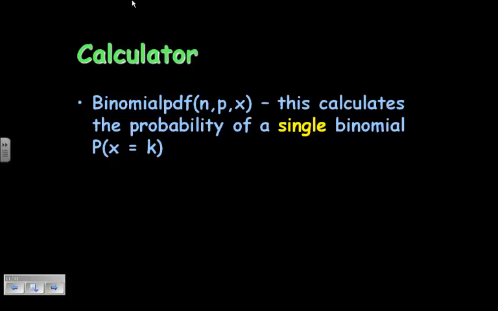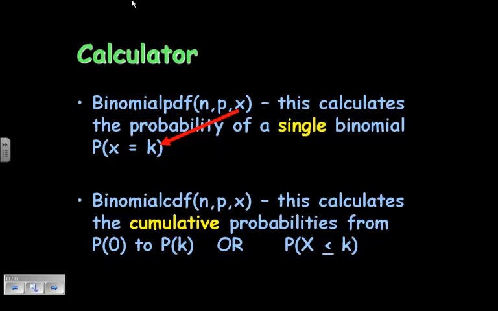DISTR. If you turn that on, so second distribution, and then you go all the way down to letter A and letter B, there's 2 commands. The first one is binomial PDF, and it requires you to type in 3 things. N is the number of trials, P is the probability of success, and X is the number that you want. Okay, so X equals K, the number of successes.